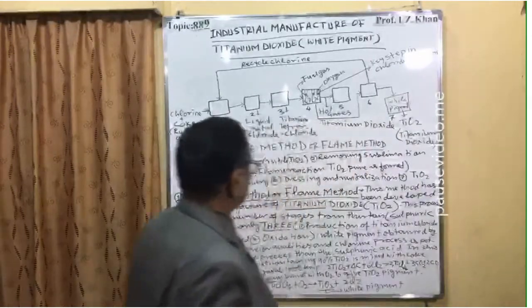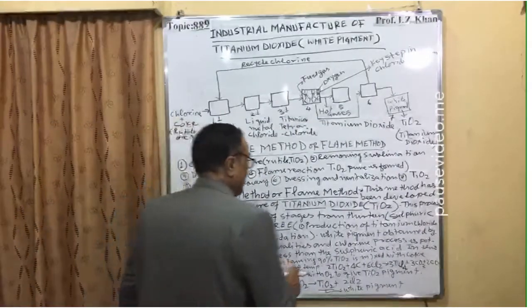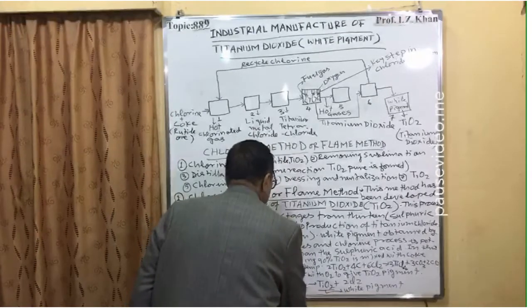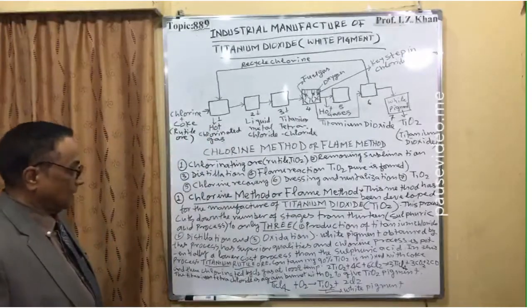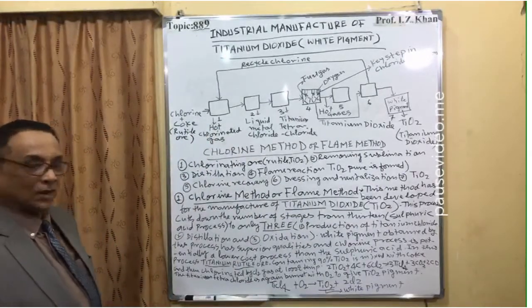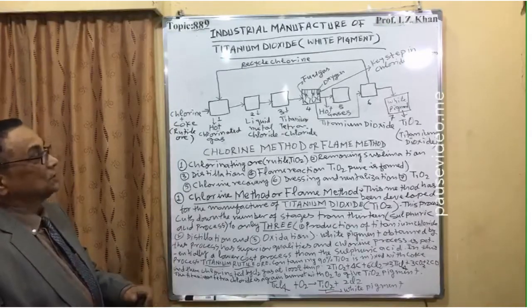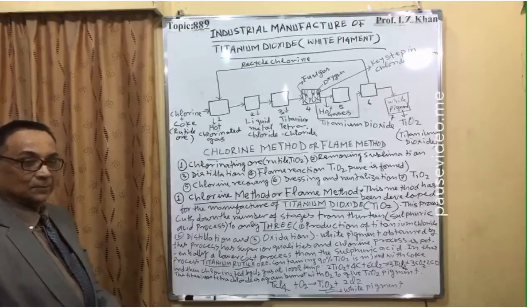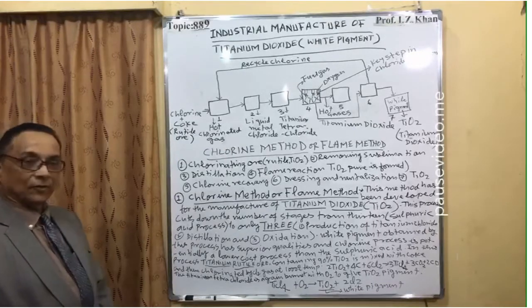tetrachloride, and when this titanium tetrachloride is again treated in the presence of oxygen, it is converted into titanium oxide, white pigment, plus 2 Cl2. So in this way, the most important white pigment and super class high quality white pigment is produced, and it is cost effective. That is the chlorine method or flame method.